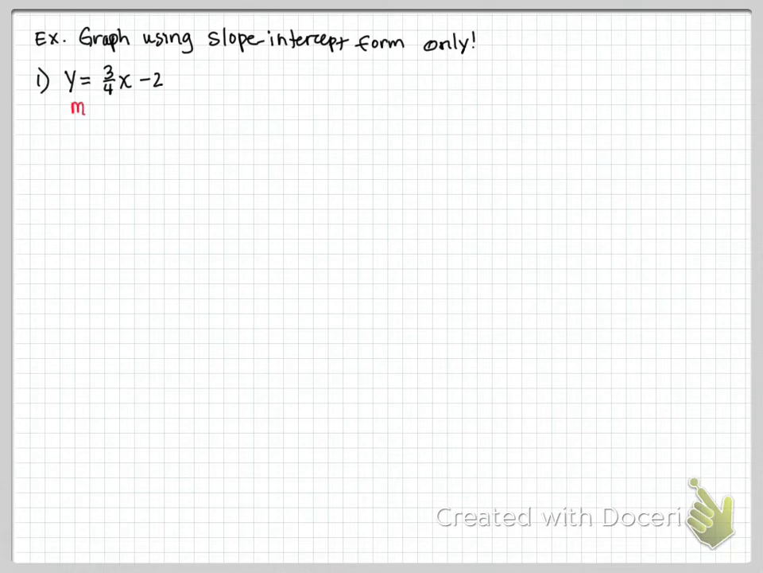So that allows me to grab my 2 key pieces. What is my slope? Well, that's the 3/4. What is my y-intercept? That would be the -2. So we're going to write it as 0, -2. Now notice that my slope is positive, so I'm going to rise up and run right. So let's get my graph in here. I'm going to start at -2 on the y-axis and then go up and to the right.